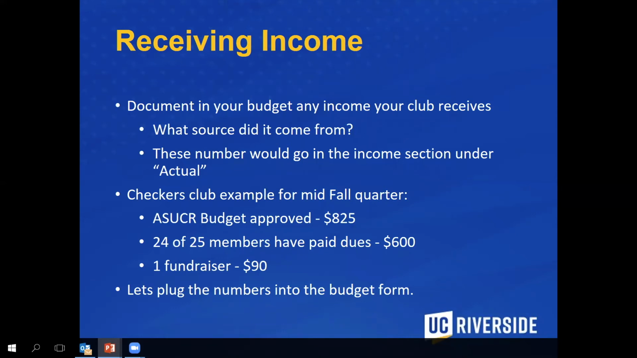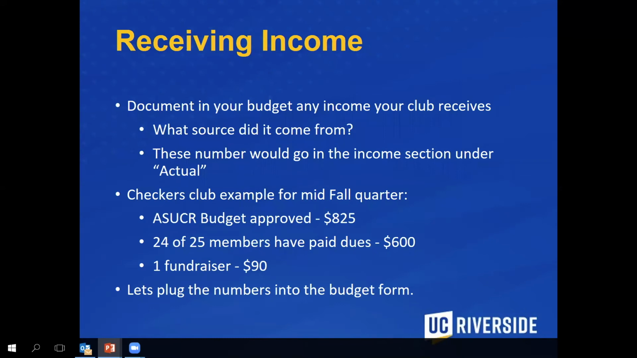Receiving income. Document in your budget any income your club receives. What source did it come from? These numbers need to go into your income section under actual, because they are actual real dollars that you have received and are able to spend. They are no longer pending.